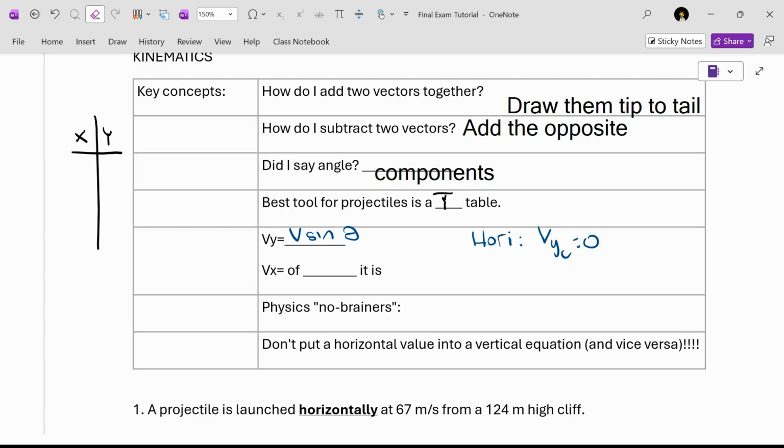Horizontally from a cliff is the easiest of the projectiles because you've got a 0. I am going to give you horizontally from a cliff on your final exam. If Vy was sine, what was Vx? Of course it is. Vx is whatever your velocity was, cos theta.